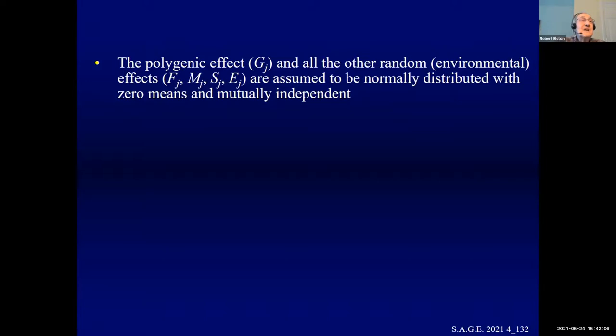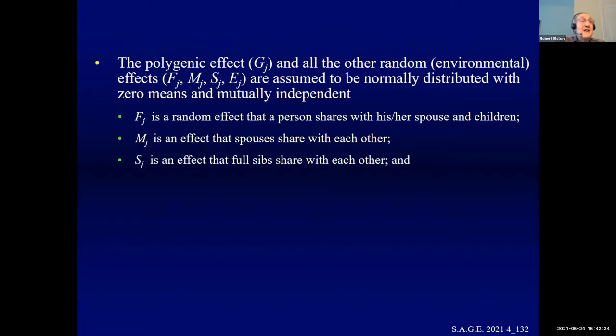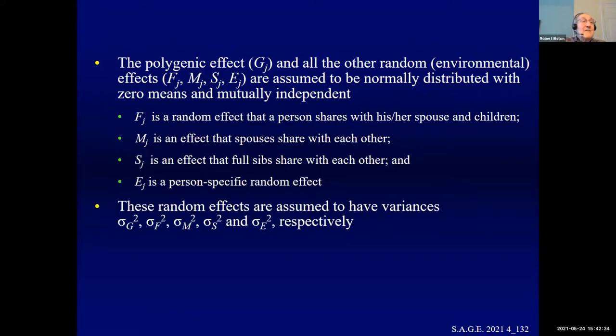just not the family, the marital, sibling, and environmental. So FJ is a random effect that a person shares with his or her spouse and children. Okay. MJ is an effect that spouses share with each other. SJ is an effect the full sibs share with each other, and EJ is a person-specific random effect. And these random effects are assumed to have variances respectively, sigma squared G, sigma squared F, sigma squared M, and so on. Okay, and as I mentioned, on day one or day two, you can define other classes if you want and put those in too.